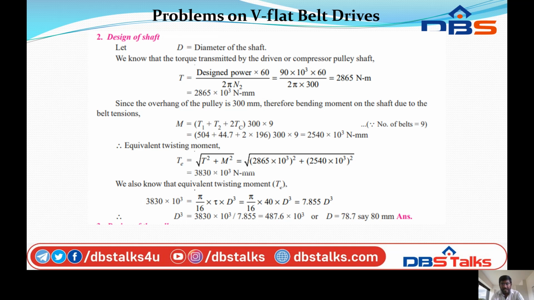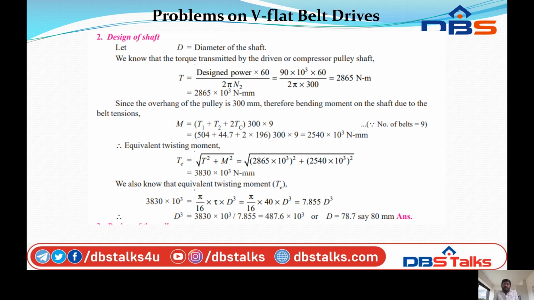300. We can calculate the torque T is equal to 2865 Newton meter. So this will be converted into millimeters. T is equal to 2865 into 10 power 3 Newton mm. Since the overhanging of the pulley is 300 mm, therefore bending moment of the shaft due to the belt tension, M is equal to T1 plus T2 plus 2 Tc into 300 into 9. So 9 means the number of belts is equal to 9.